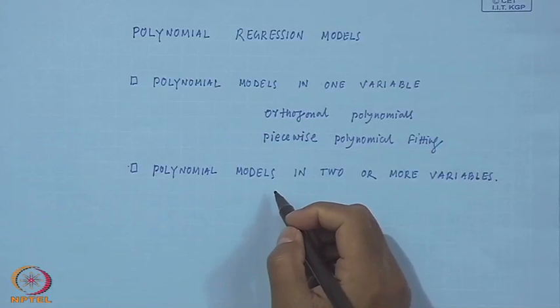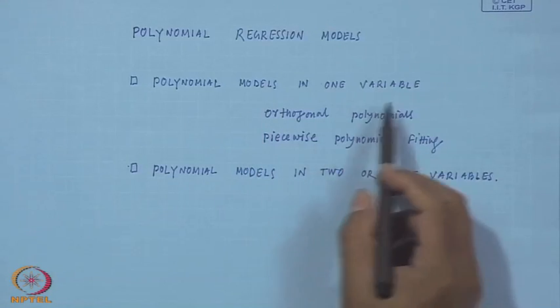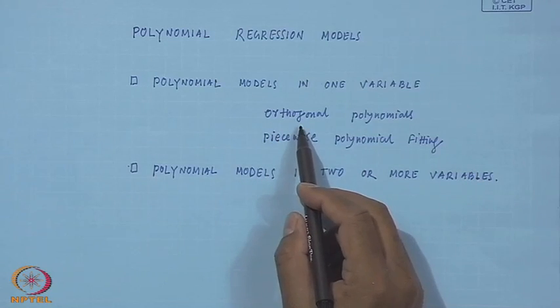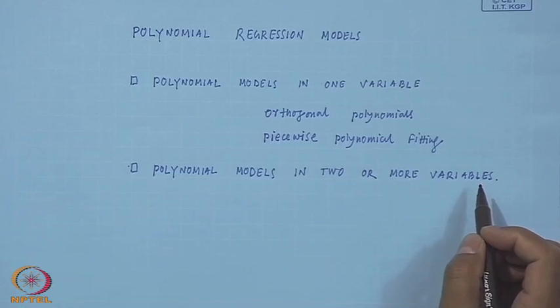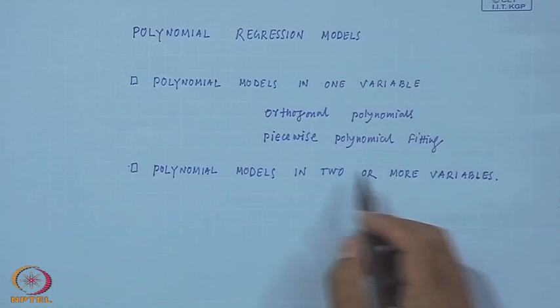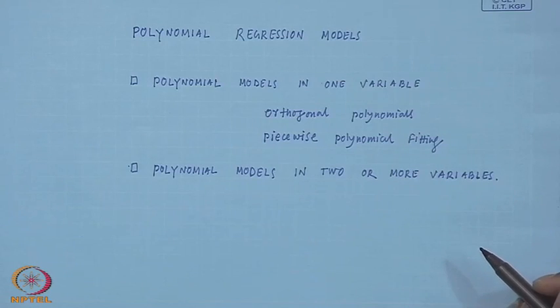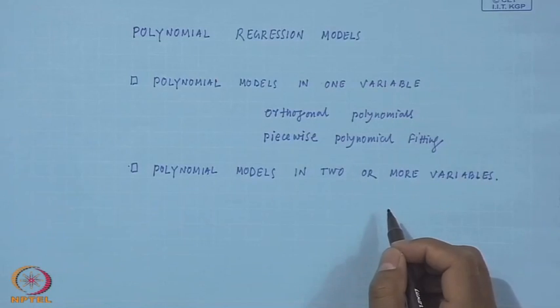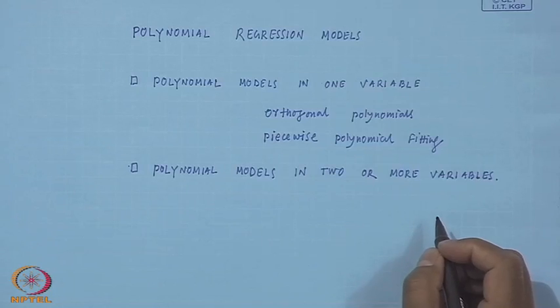Hi, this is my second lecture on polynomial regression models, and here is the content of this module: polynomial models in one variable. And we already talked about orthogonal polynomials in the previous lecture. And today we will be talking about piecewise polynomial fitting, and we will also talk on polynomial models in two or more variables.